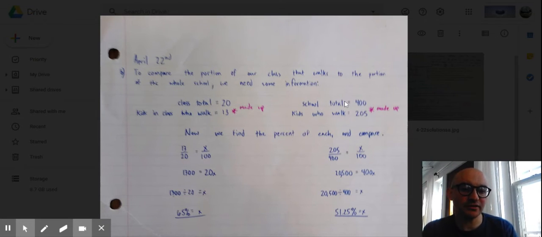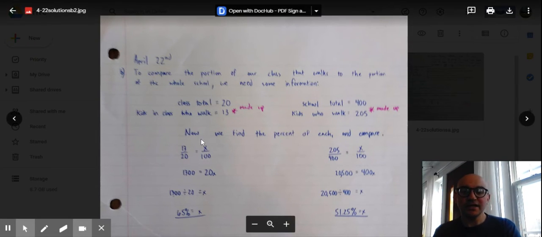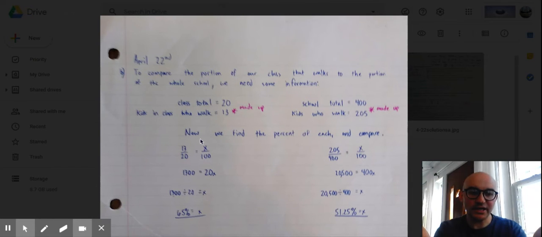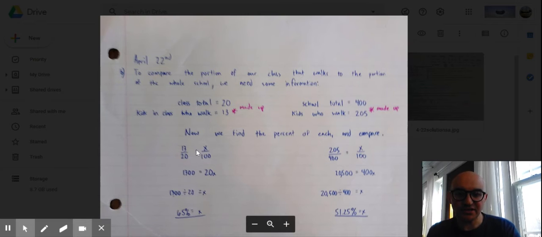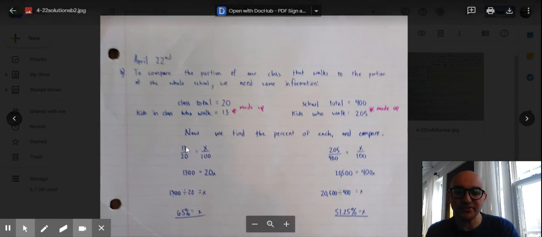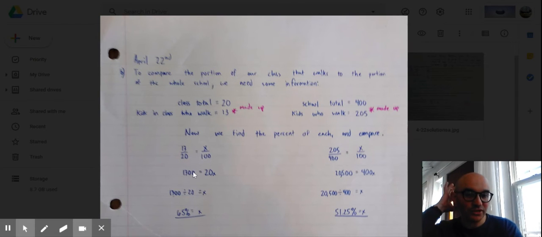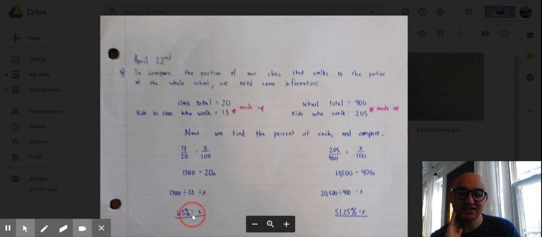Similarly here, Lewis and Clark School, we have around 400 kids. I estimated a little bit there. And the kids who walk, again, I'm just making these numbers up to make a good math problem. Now we take each one, the left side and the right side, and we find the percent of each group. For our class, I set it up 13 over 20 equals x over 100. Cross multiply, find that 65% of students in room 6 walk. Way to go, room 6.